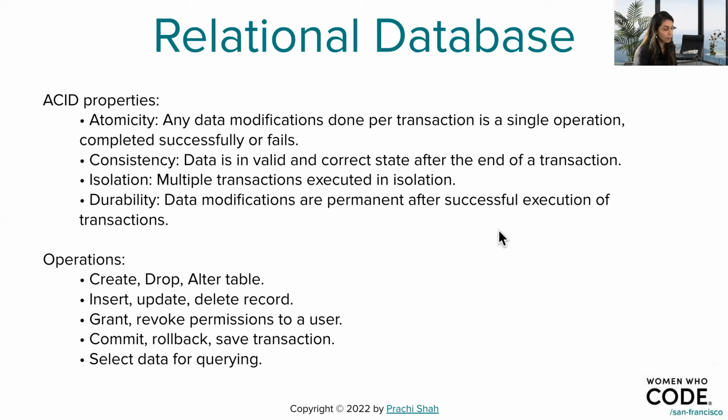Some of the very common operations that we do with relational databases is, you create tables, you drop tables, which means in theory delete the table, and then you can alter a table to modify the structure of the table. Other common operations are on a particular row or column, or record. You can insert new data, you can update existing data, and you can delete a particular record or data point from the table.